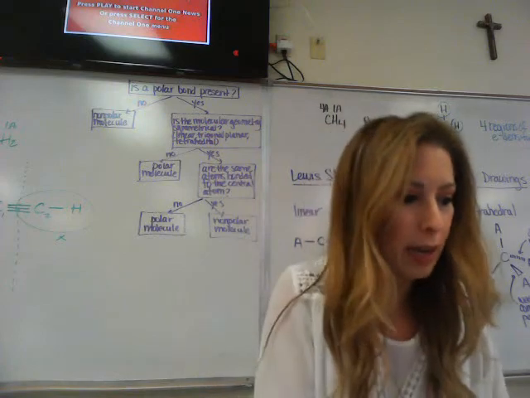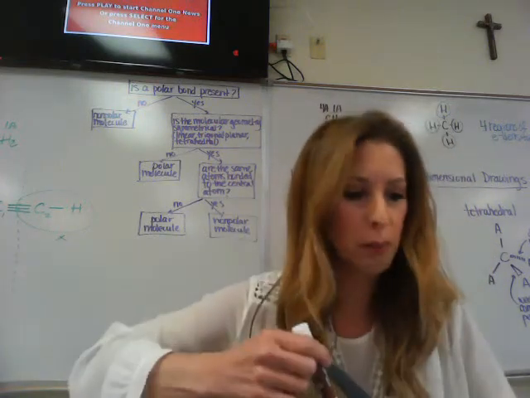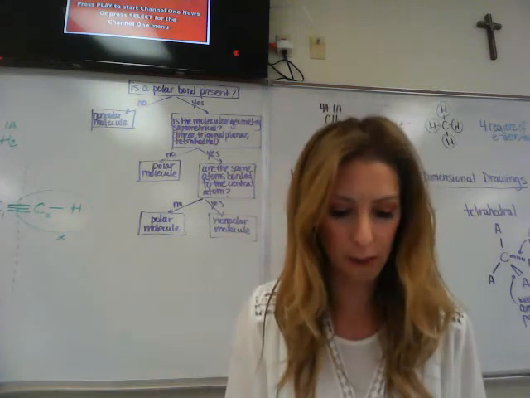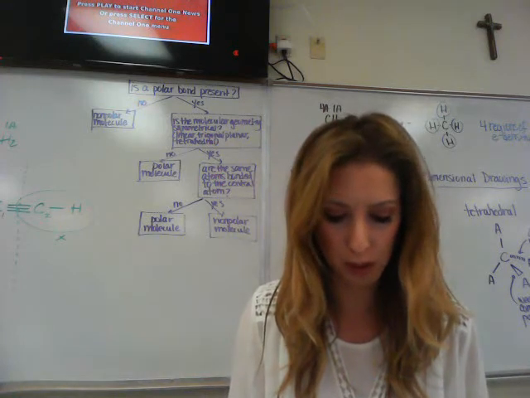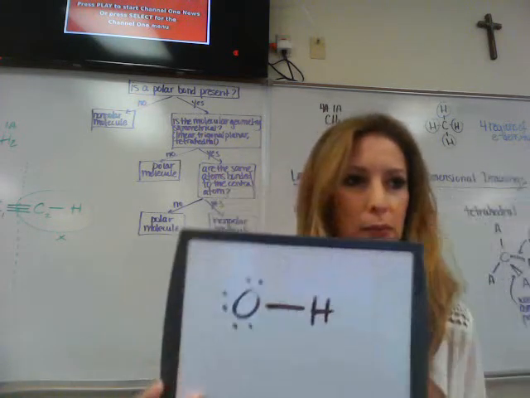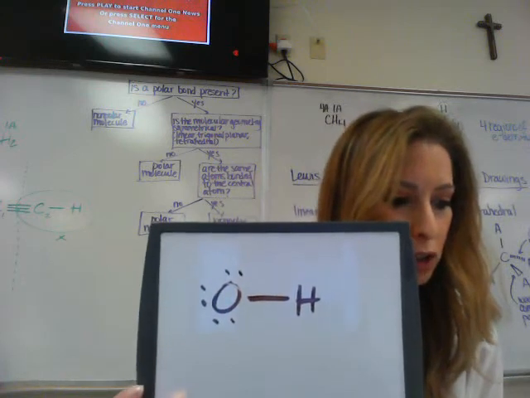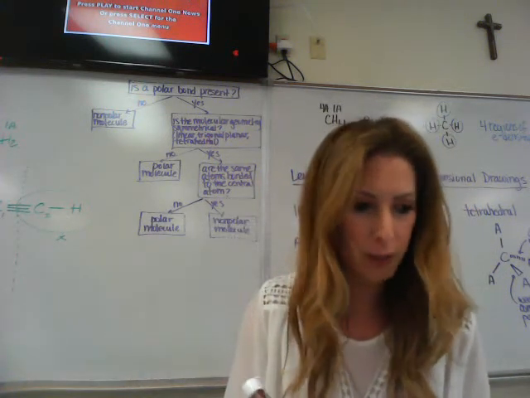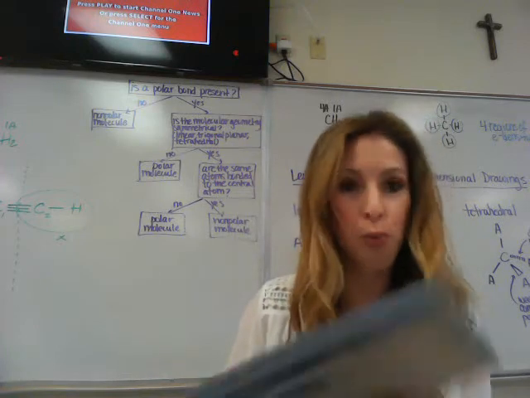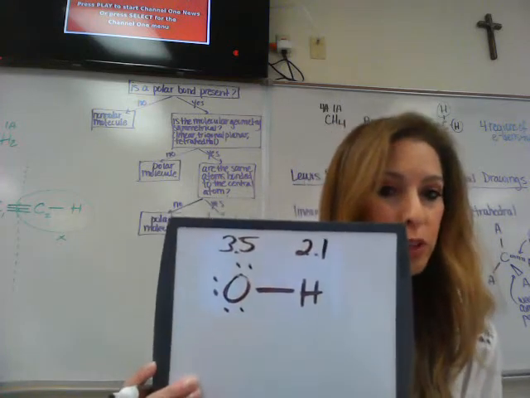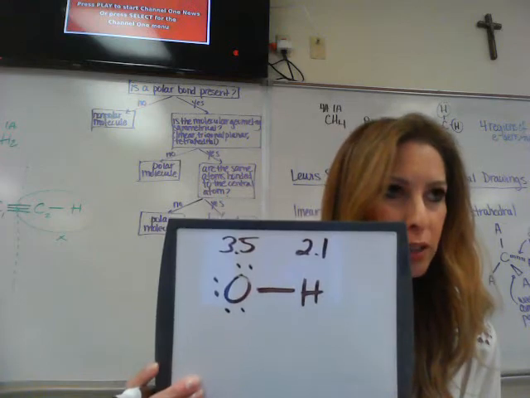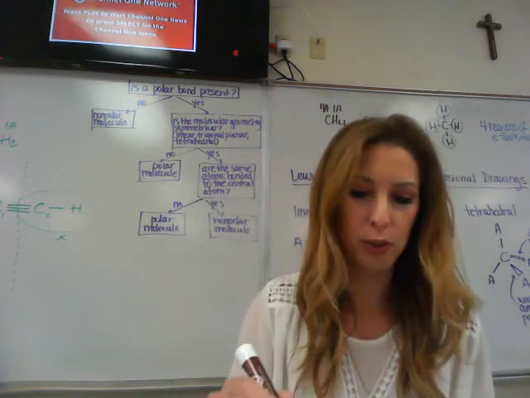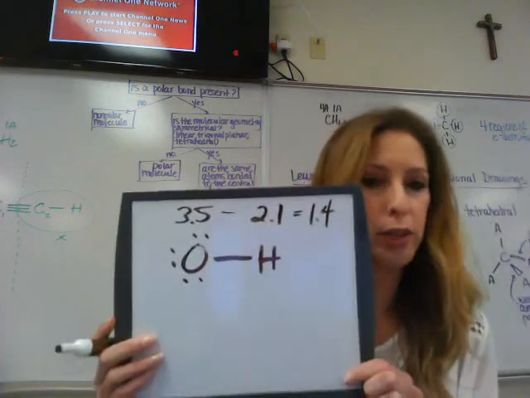Okay, so let's say I have an oxygen-hydrogen bond, which is the example in the middle of the chapter handout. When you have an oxygen-hydrogen bond, it looks something like this. Oxygen has an electronegativity value of 3.5. Hydrogen has a value of 2.1. You subtract the numbers so you get a positive difference. So 3.5 minus 2.1 is 1.4.